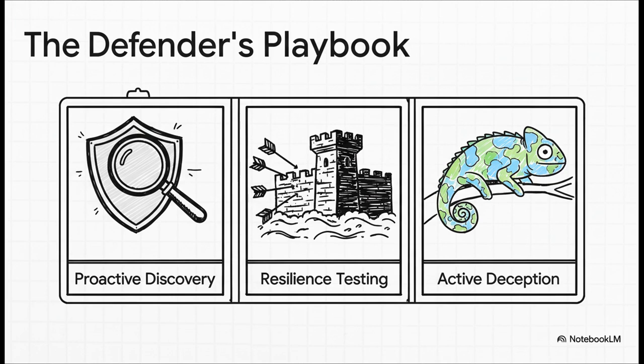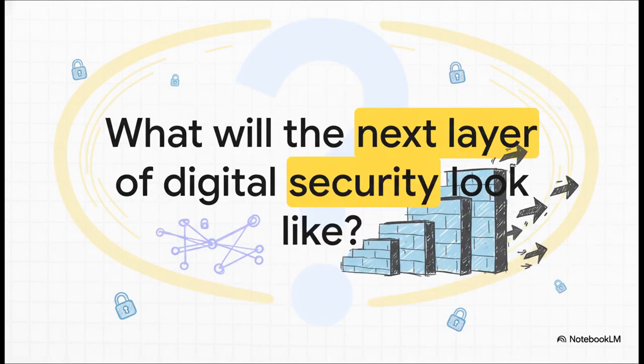Here it is, the playbook in a nutshell. Move number 1, proactive discovery. Find your own weaknesses before the bad guys do. Move number 2, resilience testing. Don't just hope your system is strong, prove it. And move number 3, active deception. Stop just building walls and start blending into the background. Hide in plain sight. And that really brings us to the big takeaway.